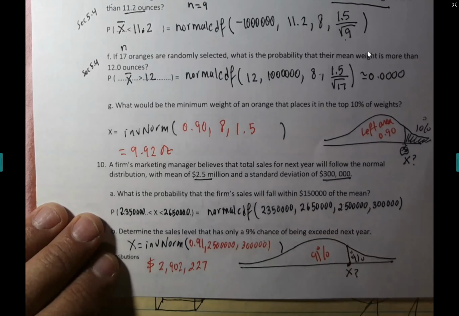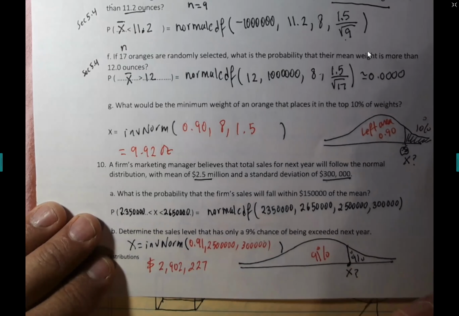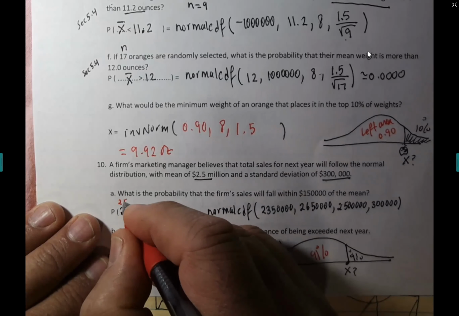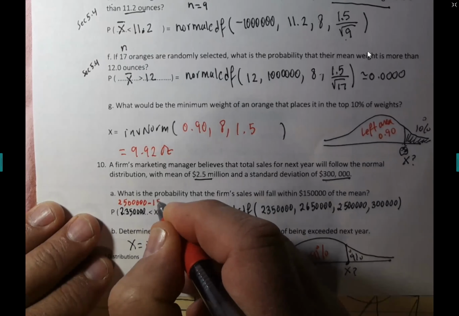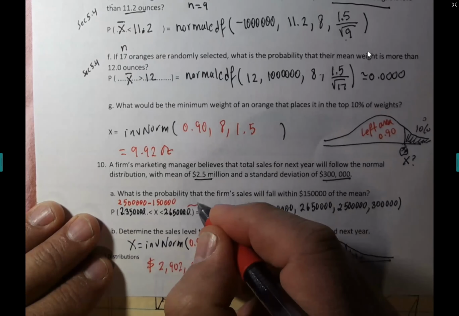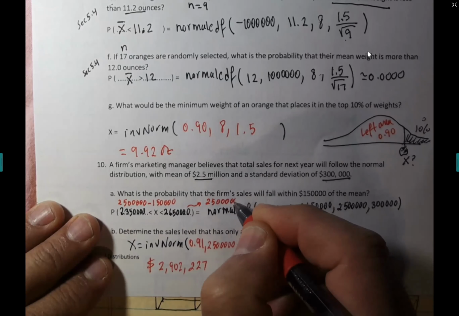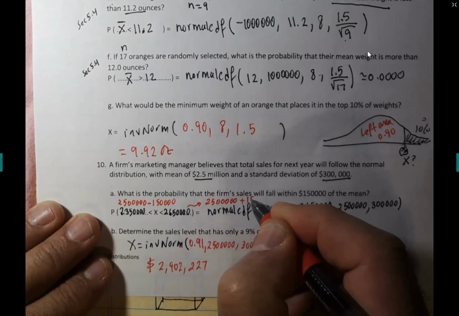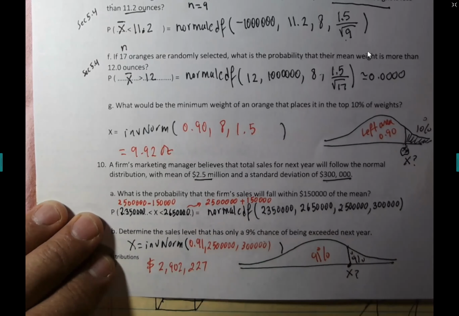Oh, so the 2.5 is 2,500,000, then you minus 150,000. Exactly. So 2,500,000 minus the 150,000 gives this one, and 2,500,000 plus 150,000 gives the other. All right, that's what we did.